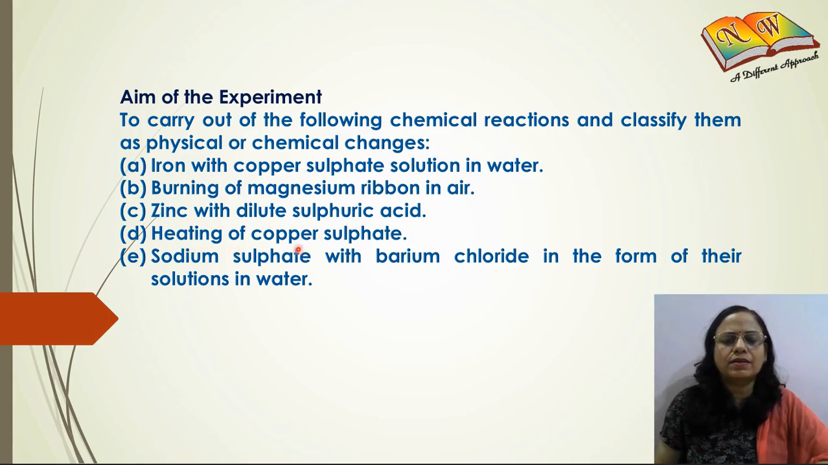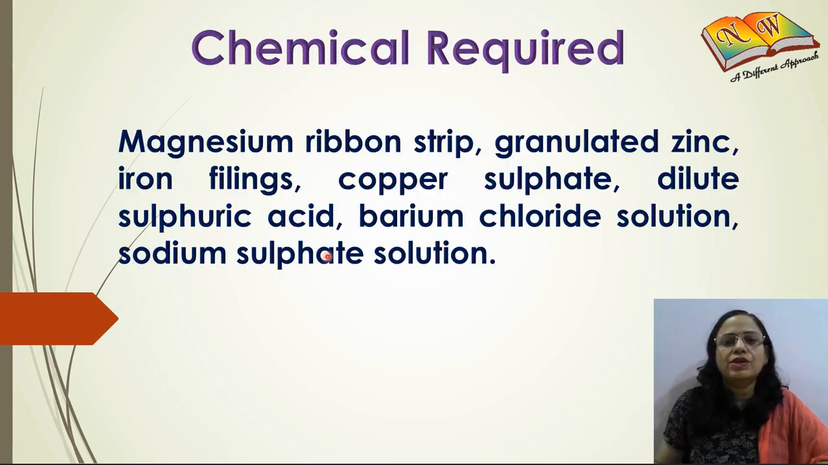We'll be heating crystals of copper sulfate. Then reaction of sodium sulfate with barium chloride in the form of solutions in water. So the chemicals required for the purpose would be a magnesium ribbon strip, some granules of zinc, iron filings, solution of copper sulfate as well as crystals of copper sulfate, dilute sulfuric acid, solution of barium chloride, and solution of sodium sulfate.